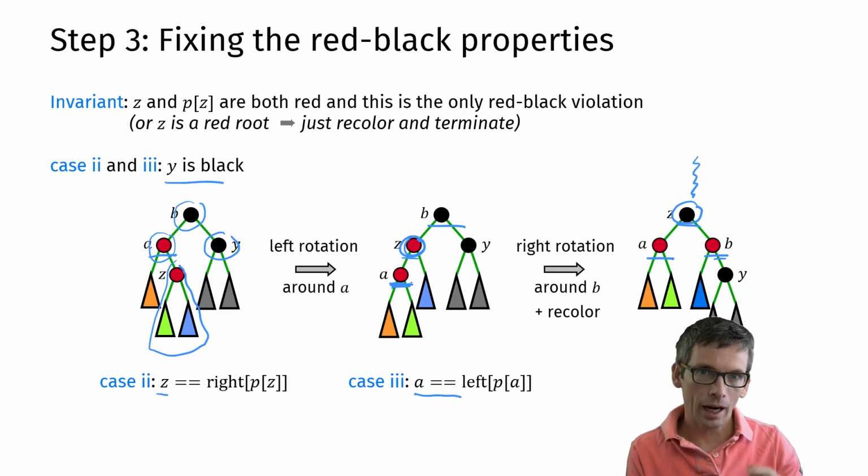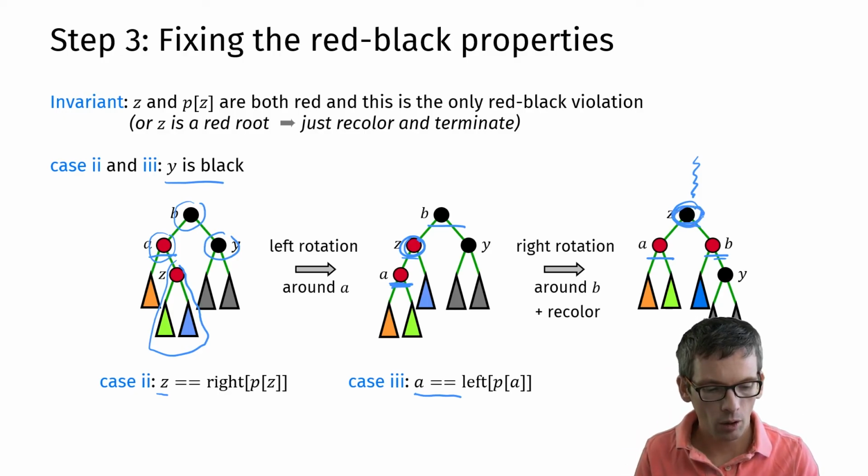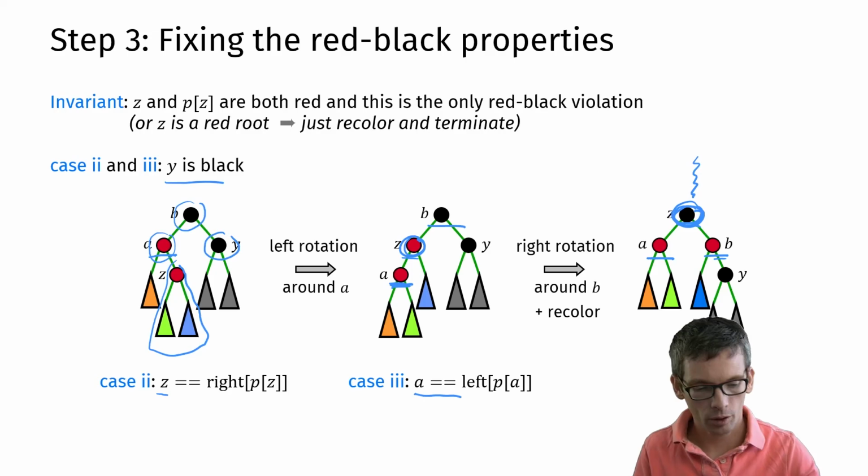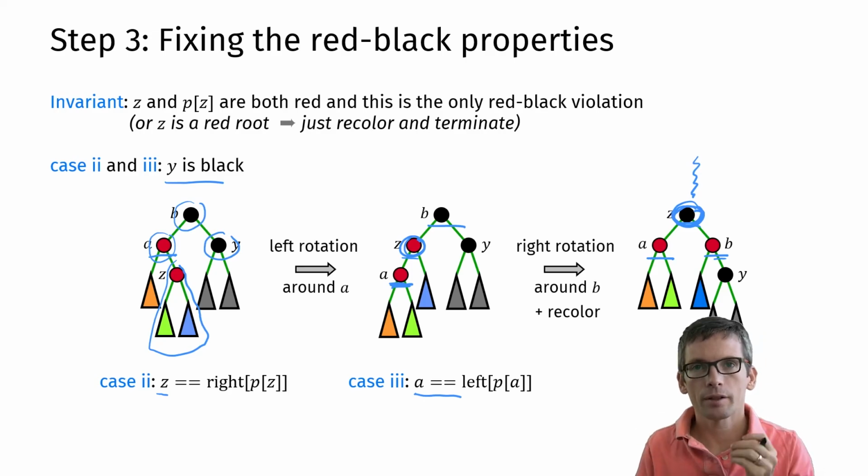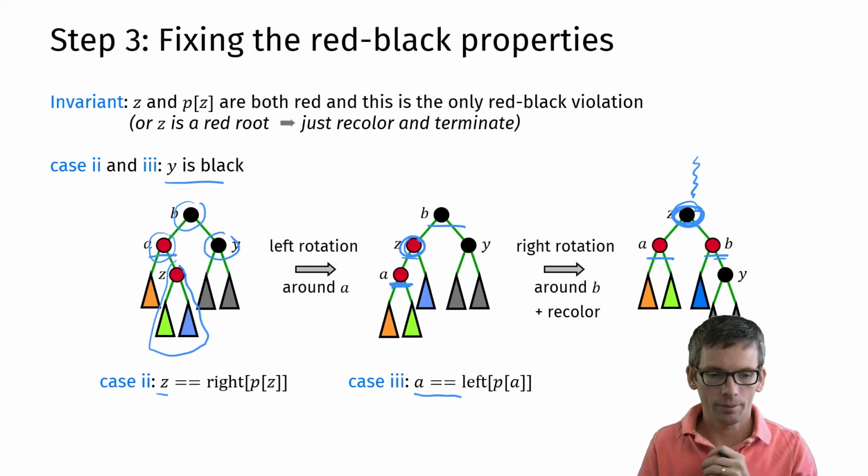So now in this way I have all of the red-black properties, and because I now have a black node here, I know there are no further conflicts. I am done. Perfect. I fixed the red-black property.